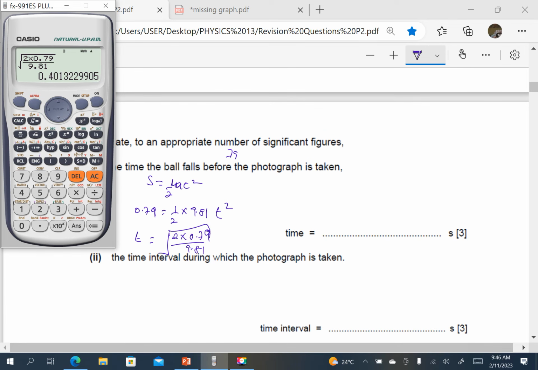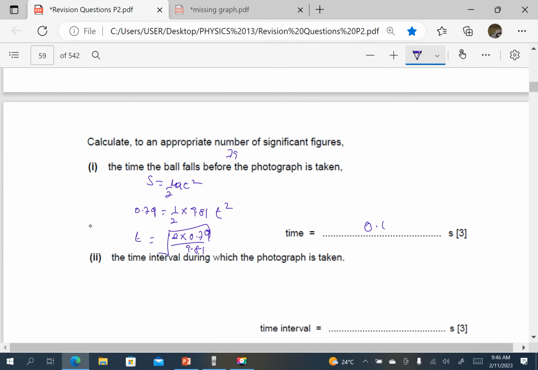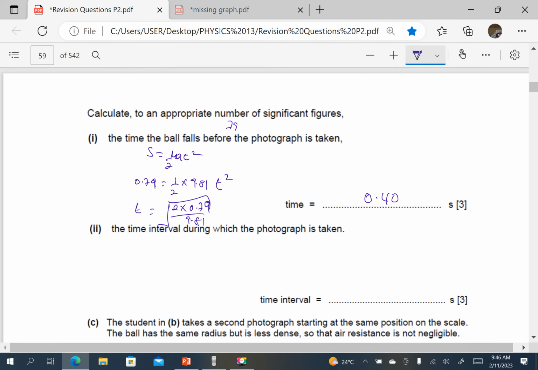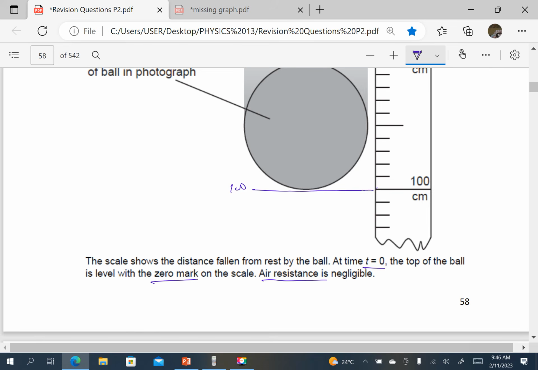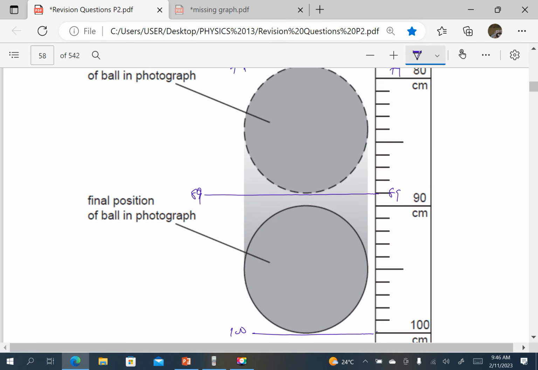So that gives us 0.40 seconds. Then the time interval during which the photograph is taken. So what is the distance traveled by the end of this time interval when the photograph is taken?